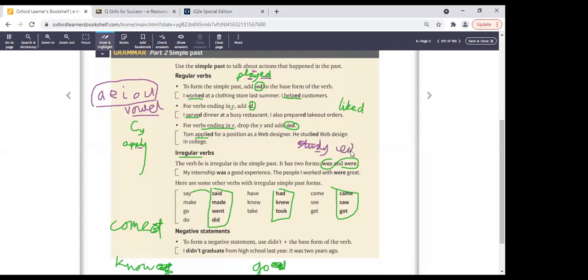Do you want me to translate that quickly? Does everyone need translation? Yeah, you can translate it.